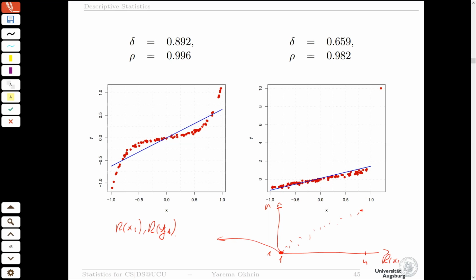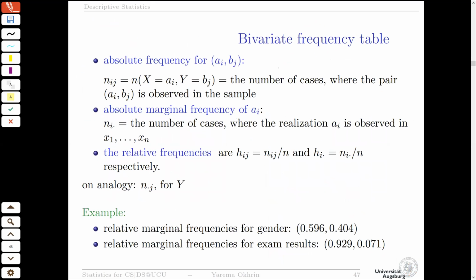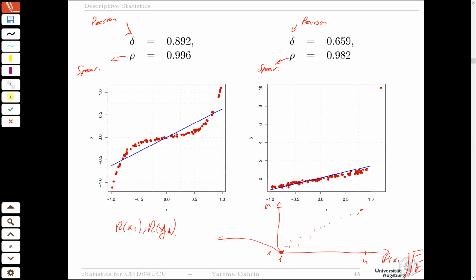So just to remember, this is Pearson. I don't know why we have this notation here. This is also Pearson. So this was their second measure.